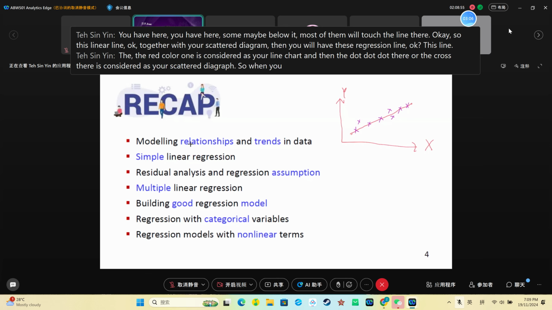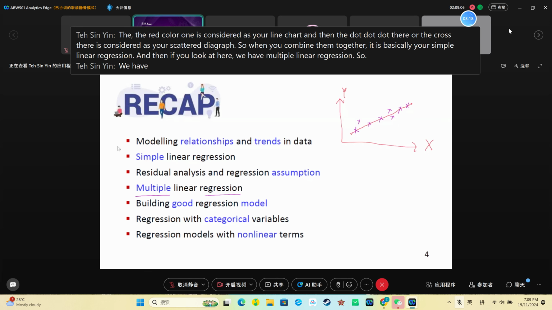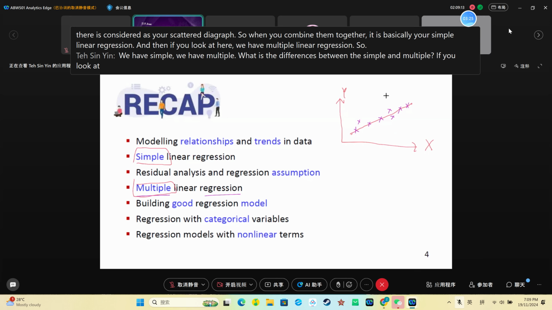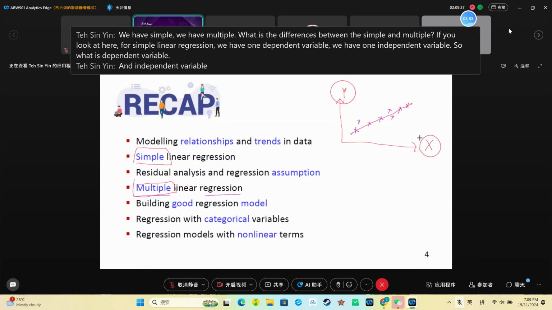And then if you look at here, we have multiple linear regression. So we have simple, we have multiple. What is the difference between the simple and multiple? If you look at here, for simple linear regression, we have one dependent variable and one independent variable. So what is dependent variable and independent variable? Which means whatever changes in your X, it will affect the changes in your Y.